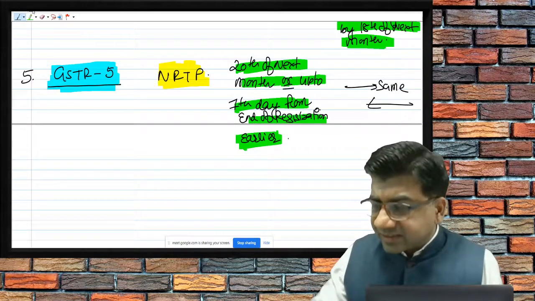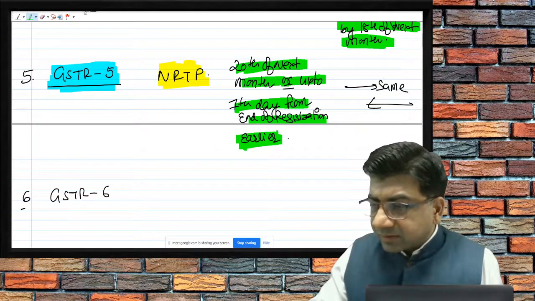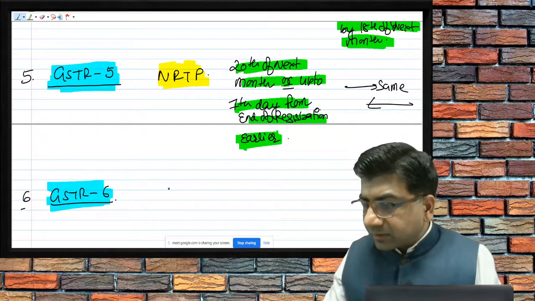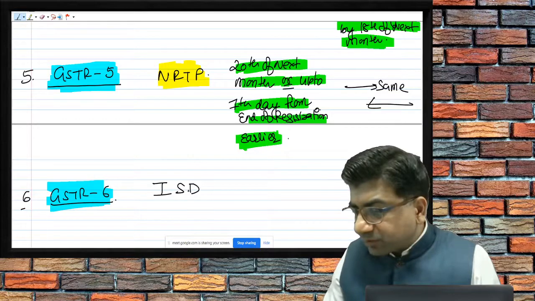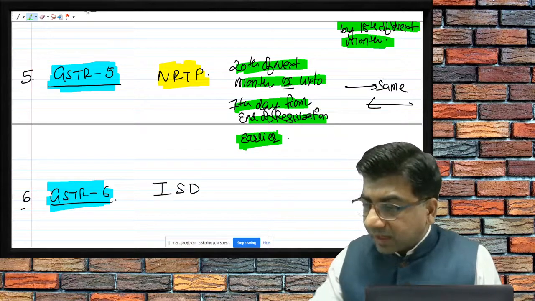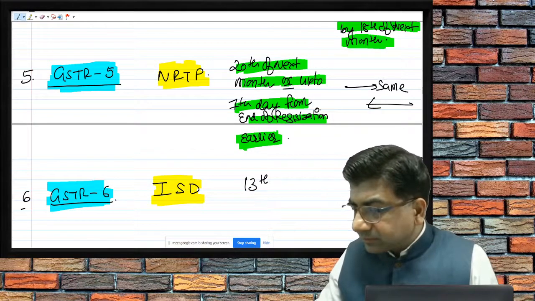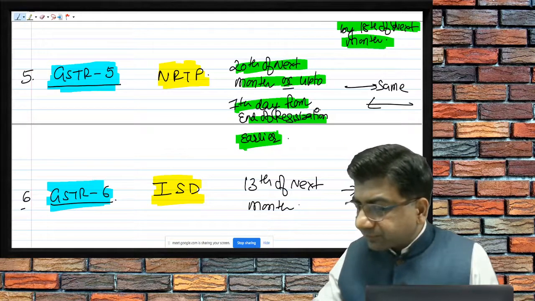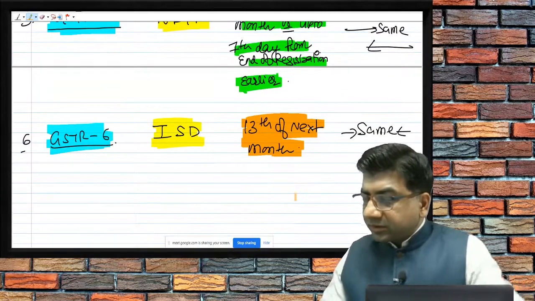Now GSTR 6. Yes, it is to be filed by ISD, Input Service Distributor. And this is by the 13th of the next month. Am I right? Yes, sir. 13th of the next month. Their date is practically the same as theoretically, same.